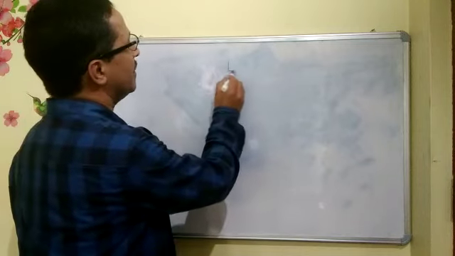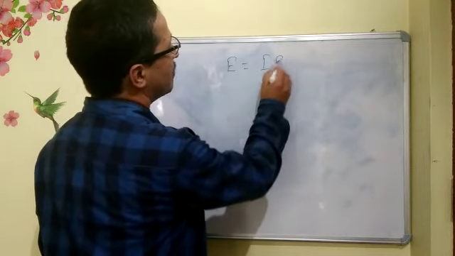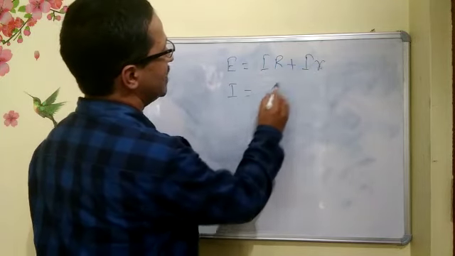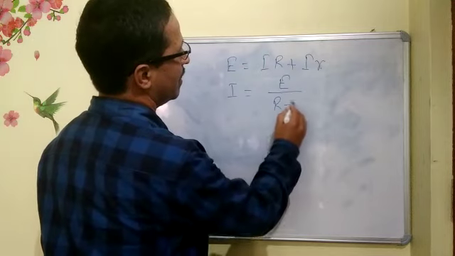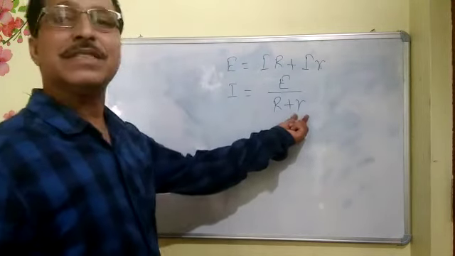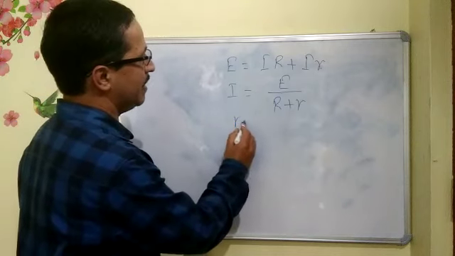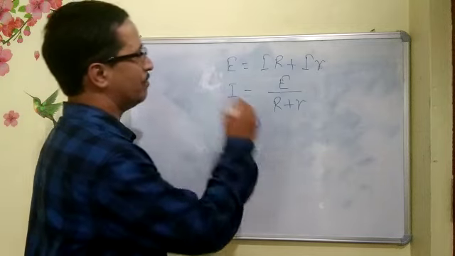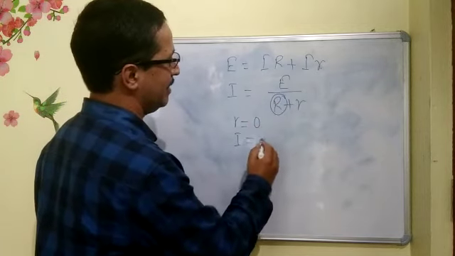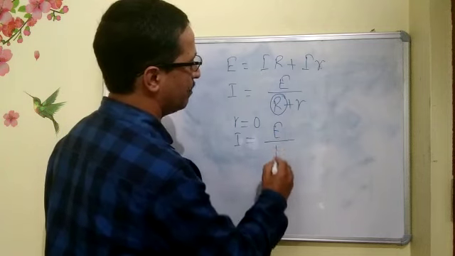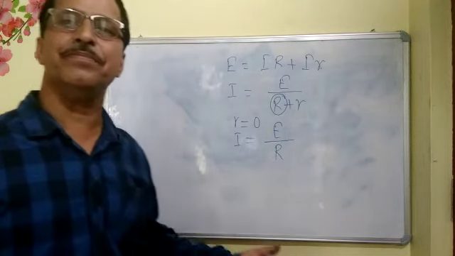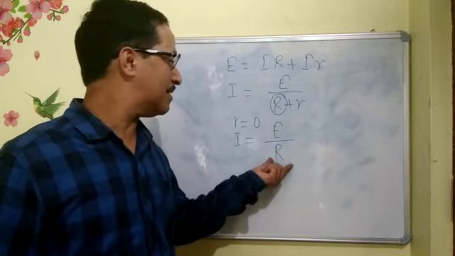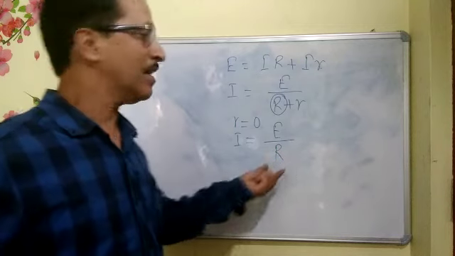From this relation, E equal to I into R plus I into small r, we can see that I is equal to E upon R plus r. If the cell is ideal, then its internal resistance will be 0. Therefore, the current drawn by this resistance capital R in this case will be equal to E upon R, which will be maximum for a given value of the capital R, that is the resistance in the external circuit.